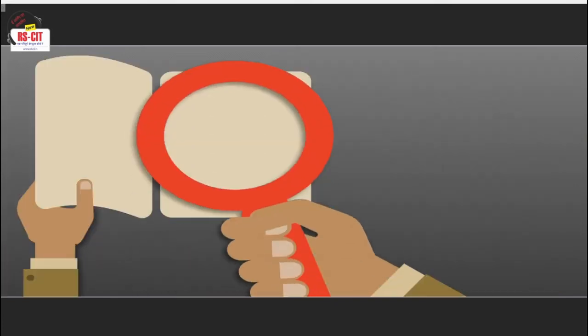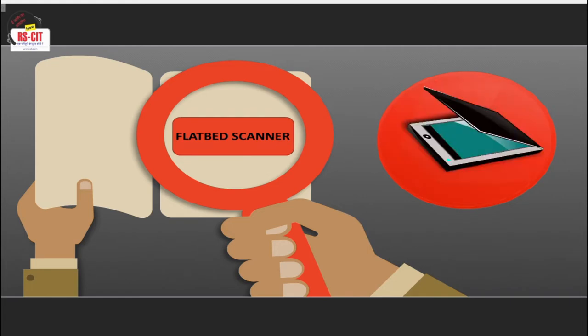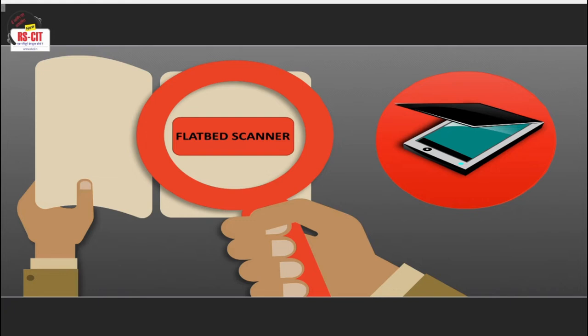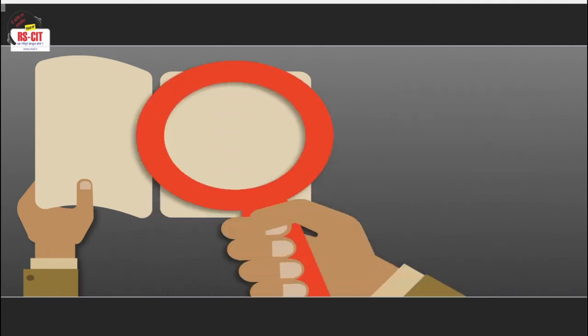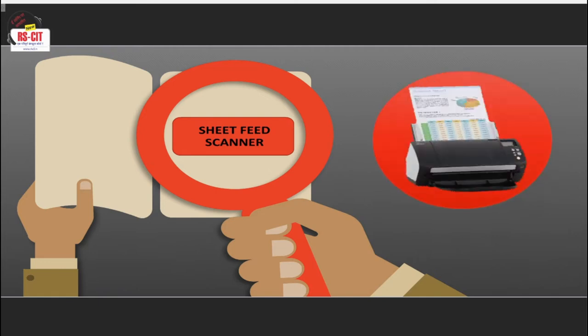A flatbed is a type of scanner or copier that uses a flat glass surface for scanning documents or other objects. Most flatbed scanners have an adjustable lid that can be raised to allow magazines, books, and other thick objects to be scanned. Sheet-fed scanner, also referred to as an automatic document scanner or ADF scanner, is a digital imaging system specifically designed for scanning loose sheets of paper.